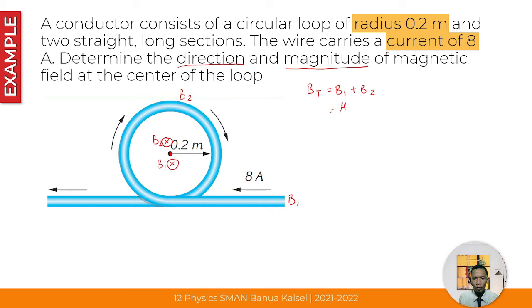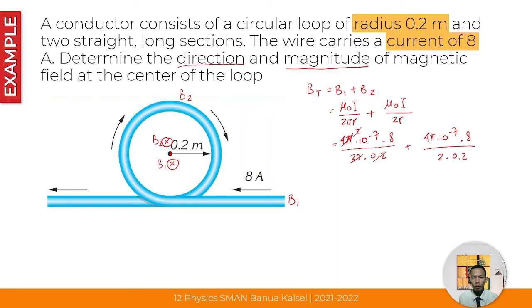B1 is the long straight wire, so we have mu 0 I per 2πR, and B2 is the loop, mu 0 I per 2R. Put in all the numbers, so we have mu 0, let's write it as 4π times 10 to the power of minus 7 times I is 8 per 2π times R is 0.2, plus 4π times 10 to the power of minus 7 times 8 per 2 times 0.2. 2π and 4π we get 2, 2 and 0.2 we get 10. Same here, 2 and 4 we get 2, and 2 and this one we get 10.